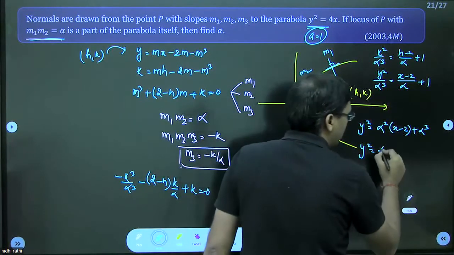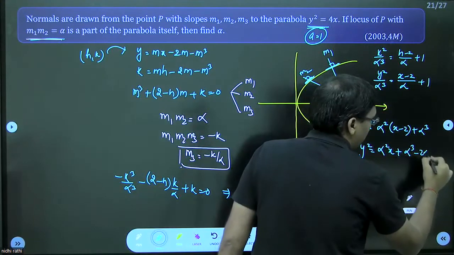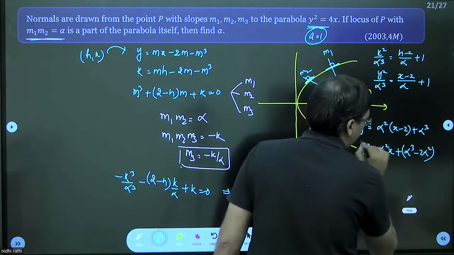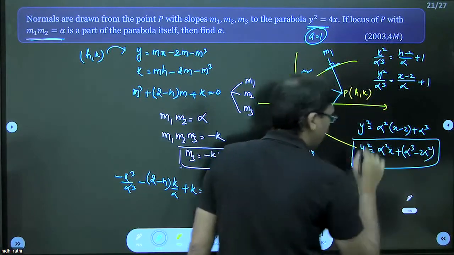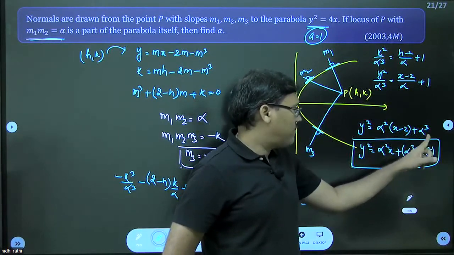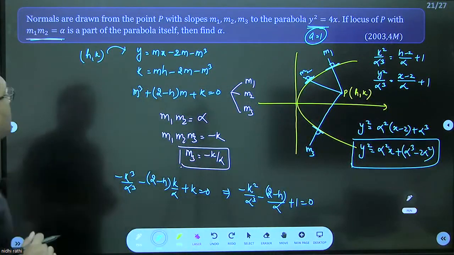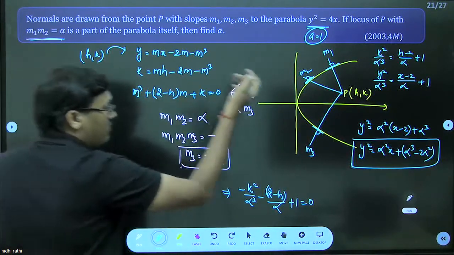This is alpha square x plus alpha cube minus 2 alpha square. This is the equation of locus. I hope this is clear. So arrange कर दो उसको. Alpha square x plus alpha cube minus 2 alpha square. Correct? Now the question is you have to find the value of alpha.